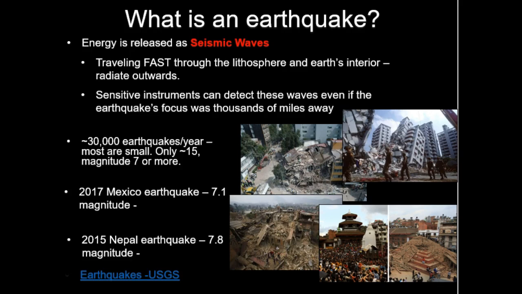So there are two examples within the slide that I listed. The first one is from the Mexico City earthquake of September 2017. This earthquake was of magnitude 7.1. The damage to some of the city buildings was very high, as you can see in the top two pictures over here.